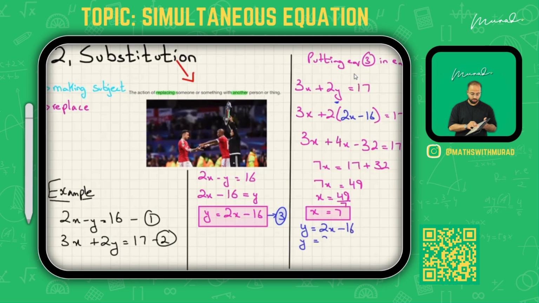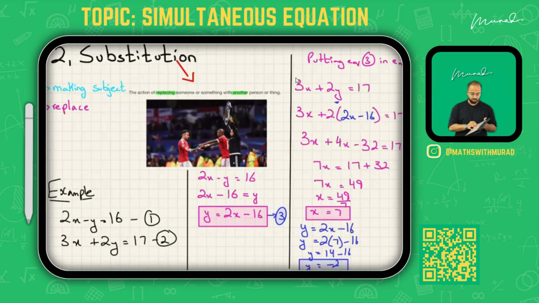I'm going to put the x in. So it becomes 14 minus 16. So it becomes negative 2. Always try to use equation number 3 whenever you are supposed to find the value of the other variable.